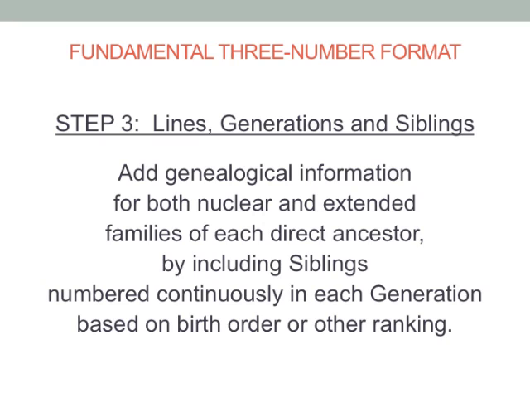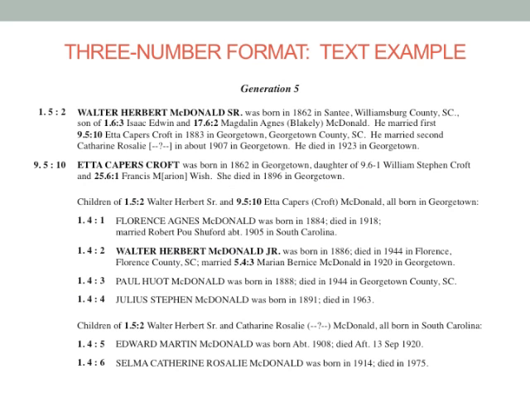Step 3 is where we're able to add some additional genealogical information, both about the close nuclear family and the collateral or extended family of each direct ancestor. This is where siblings would be numbered continuously throughout.